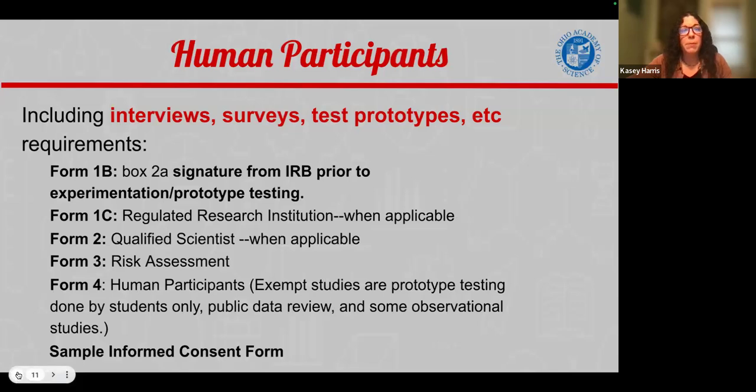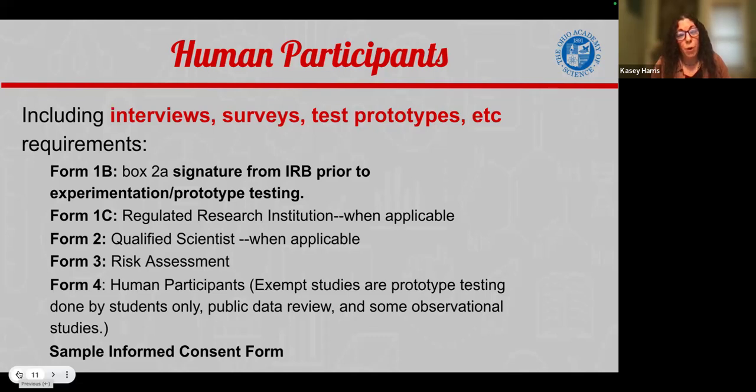Okay, we're going to talk a little bit about some of the additional forms now. If you're using human participants, and this includes if you're interviewing human participants, providing surveys, testing prototypes on human participants, you will need to have that second part of Form 1B signed by the IRB prior to experimentation or prototype testing. If this study is being done at a regulated research institution, you will need to have Form 1C filled out.